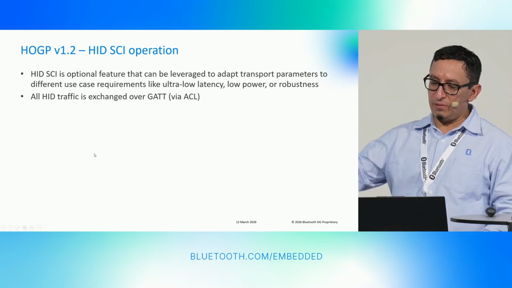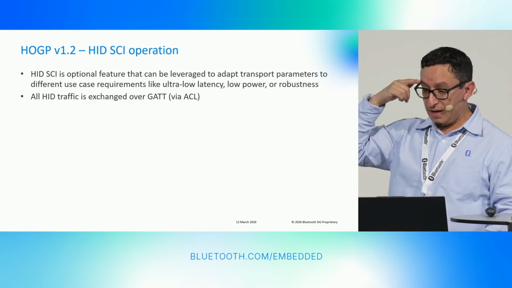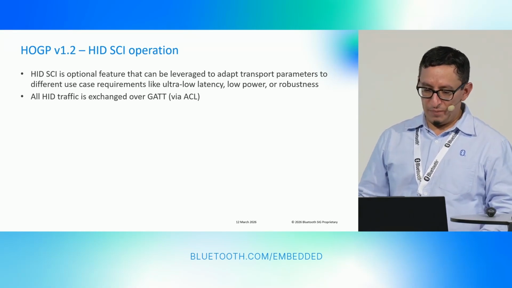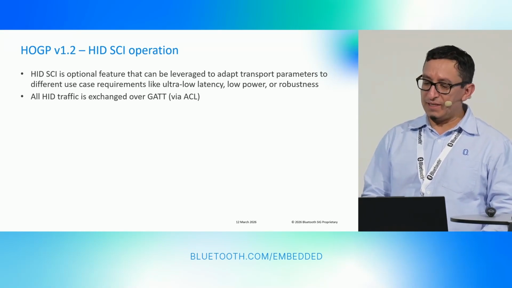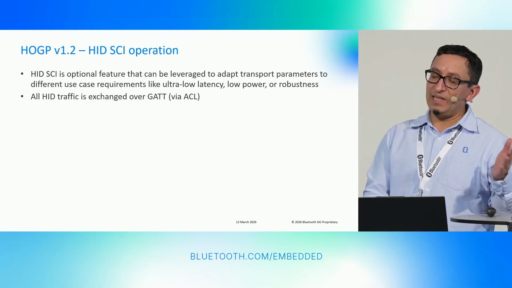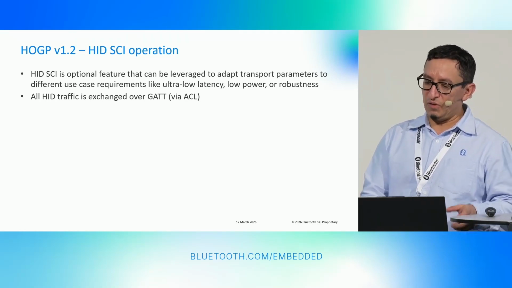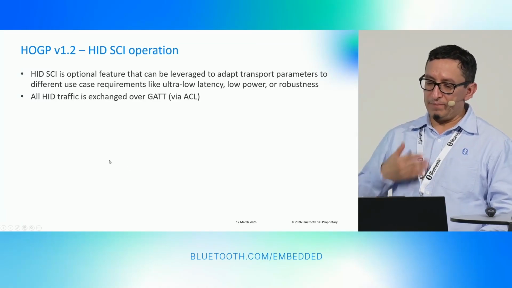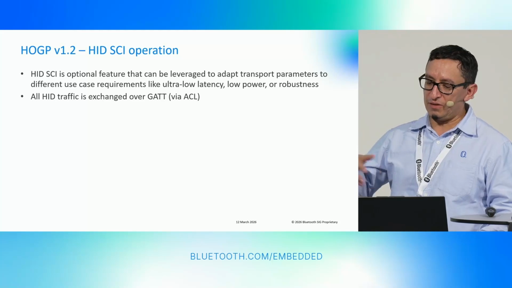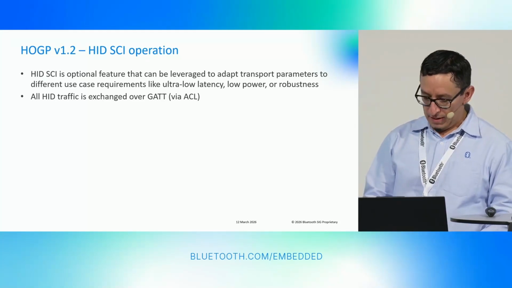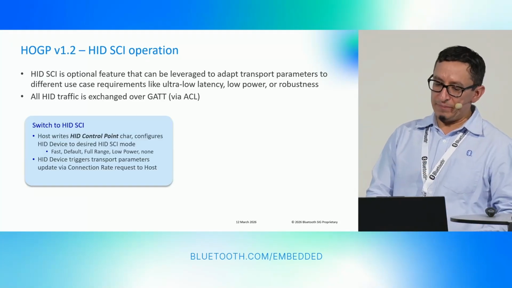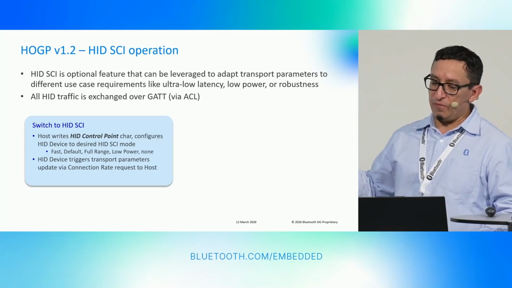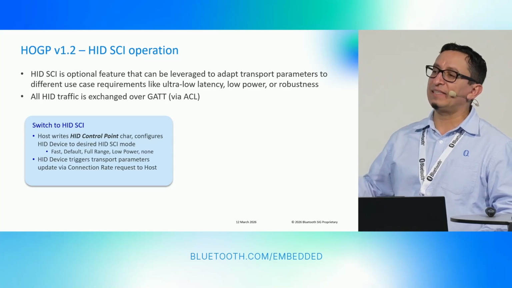Last thing here, at a high level, is how to enable HID SCI. HID SCI has nothing to do with hybrid mode. HID SCI simply leverages optional modes that are being introduced to adapt transport parameters for the ACL link, and all traffic for the HID application is going to be exchanged over GATT. To switch to HID SCI, a HID host must write the HID control point characteristic and configure the HID device to the desired HID SCI mode.